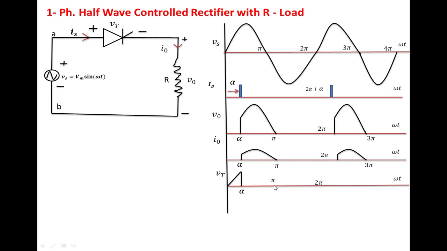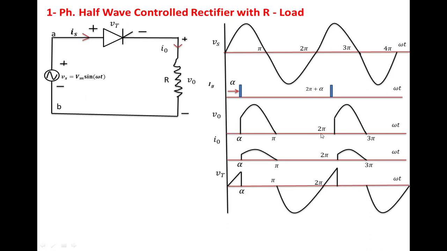From alpha to pi, the SCR is on, so the voltage across the SCR becomes 0. From pi to 2 pi, the SCR is reverse biased, so it is off. The voltage across the SCR becomes the input voltage up to 2 pi plus alpha. Again at 2 pi plus alpha it is conducting, and the voltage across the SCR becomes 0. After that, negative voltage.